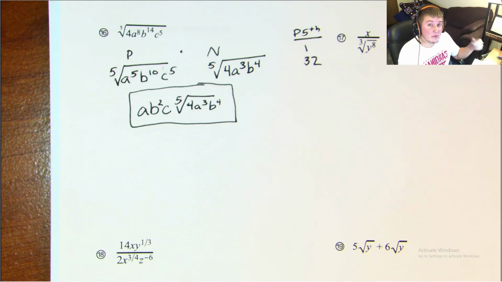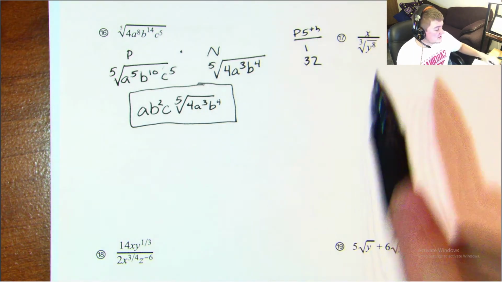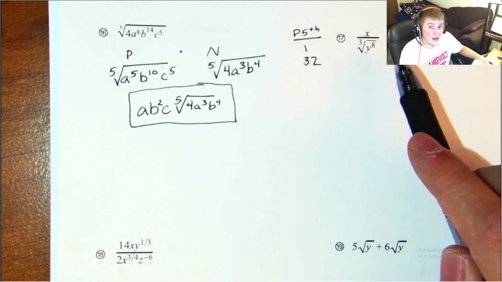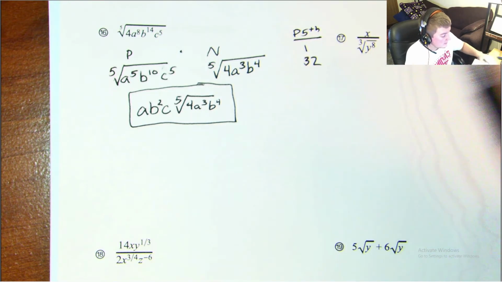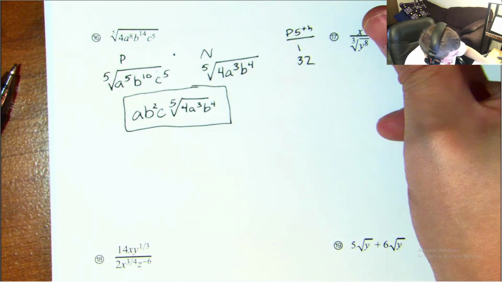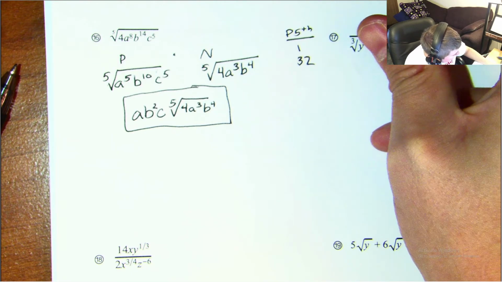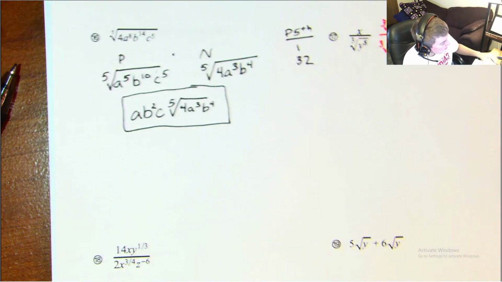Well, as long as that number is a multiple of 3, it's considered a perfect cube. So that means the next largest perfect power of y would be y to the 9th, because 9 is divisible by 3. So I can multiply this by a sneaky looking 1, and I can multiply it by the cube root of y. Let's see what happens there.